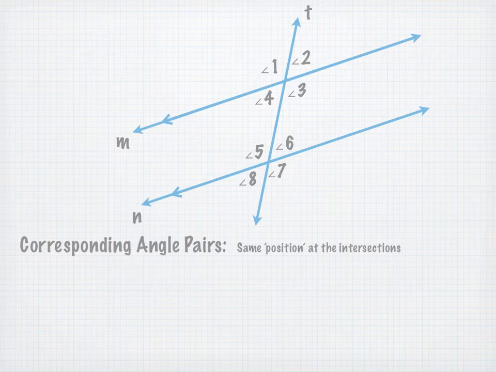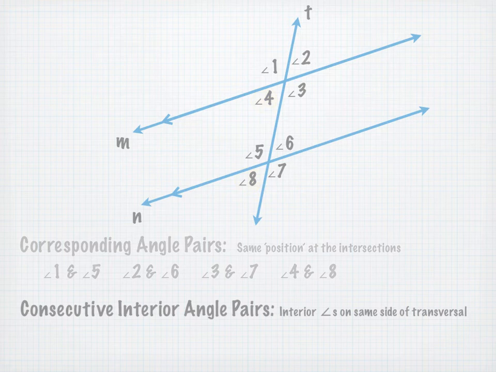Corresponding angle pairs are in the same position at the different intersections. So for example, 1 and 5 would be considered a corresponding angle pair because they're both in, let's say, the northwest quadrant of each intersection. Similarly, 2 and 6 form a corresponding angle pair, 3 and 7, and 4 and 8. Those are corresponding angle pairs.